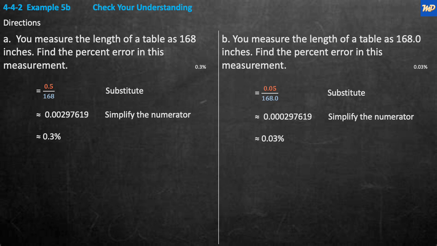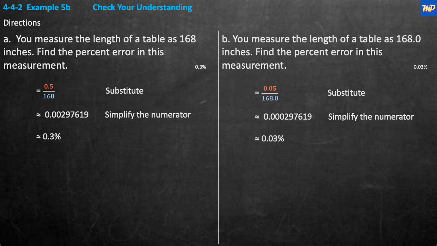Okay, so let's take a look at these. So what do we have? Same thing. You measure the table, it's 168 inches. Find the percent error. Well, you see it's inches, so the least significant unit here is 1 inch, right? It's in integers, right? So it'd be like 1, 2, 3, 4, 5, 6, 7, 8. So it is solid whole inches. There's no fraction. There's no dot something. It's just whole inches we're measuring.